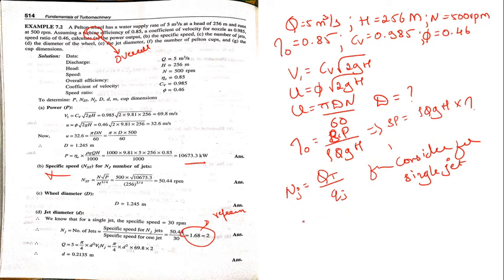Now you check this one. So pi by 4 d square into V1 is equal to the total discharge. If we do that, you will get a single d square.